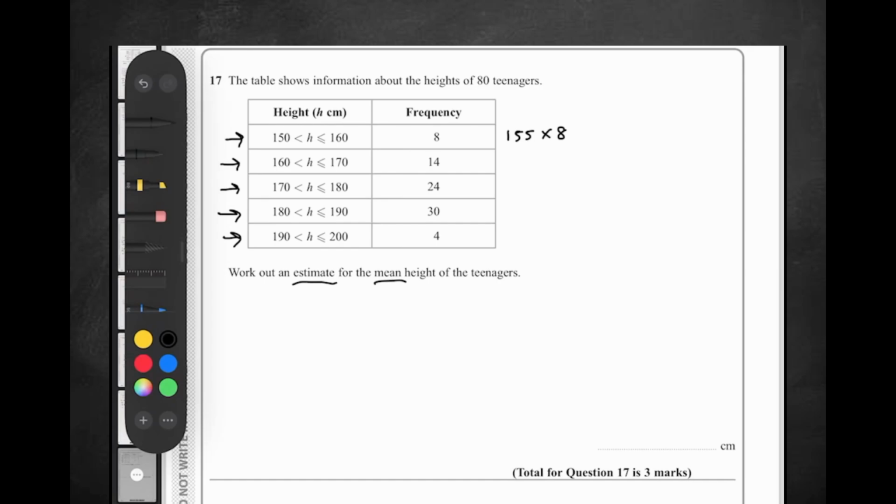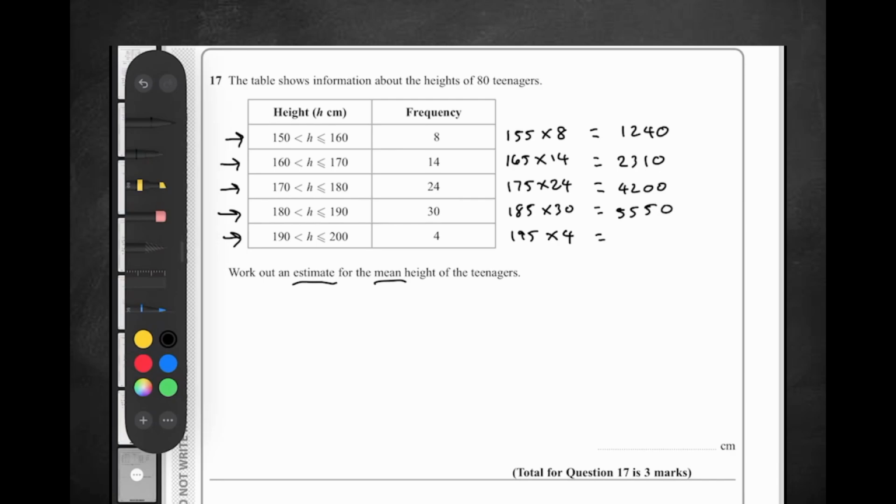So we're going to say this is 155 times 8, 165 times 14, 175 times 24, 185 times 30, and 195 times 4. I'll do each of these on my calculator. 155 times 8 is 1240. 165 times 14 is 2310. 175 times 24 is 4200. 185 times 30 is 5550. And 195 times 4 is 780.